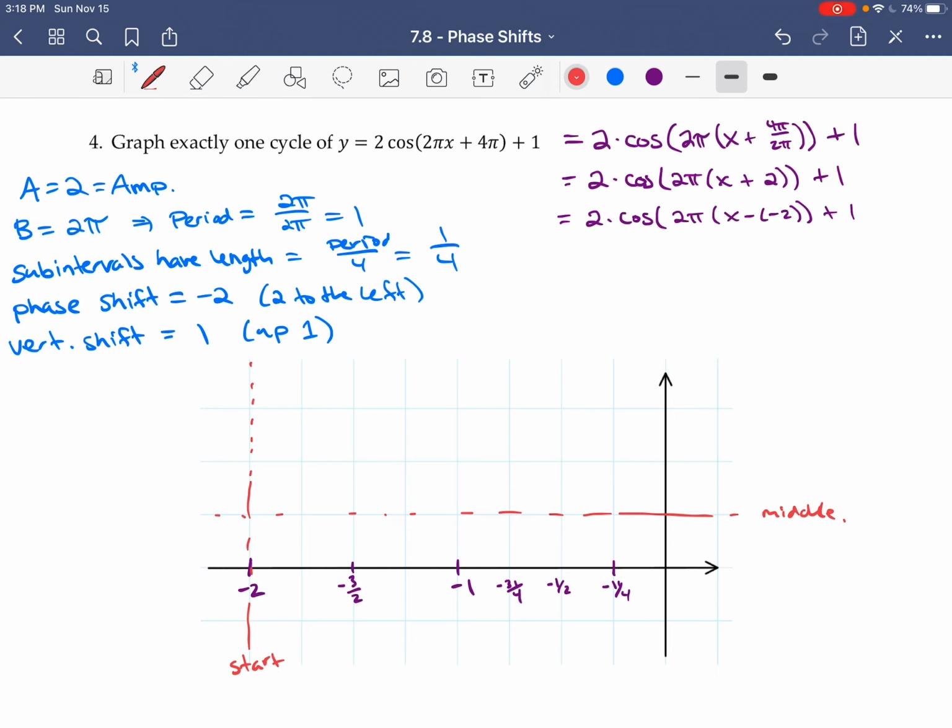So I'm doing the graph of cosine. Okay, this is my middle. My amplitude is 2. So I want to go from the middle. So cosine starts up. So I'm going to go up 2. So I'm going to have a point here.